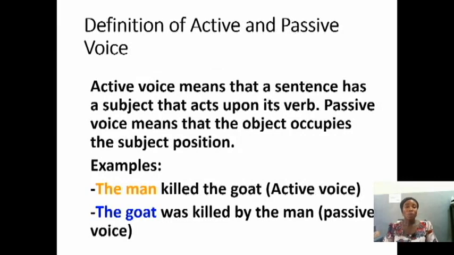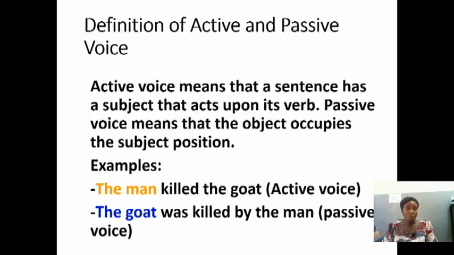Now, how do we define the active and the passive voice? The active voice means that a sentence has a subject that acts upon its verb. This means that the subject takes the action in the sentence. And the passive voice means that the object occupies the subject position. Okay? Now we're going to look at examples of the active and the passive voice.